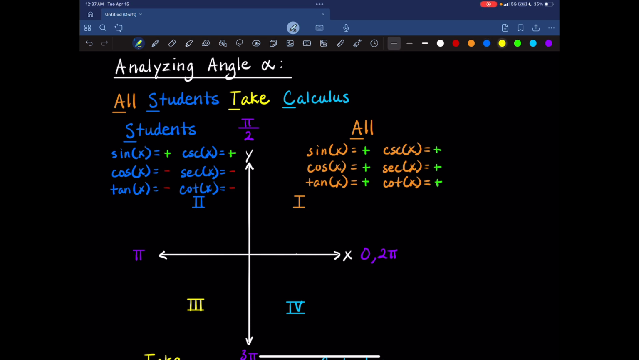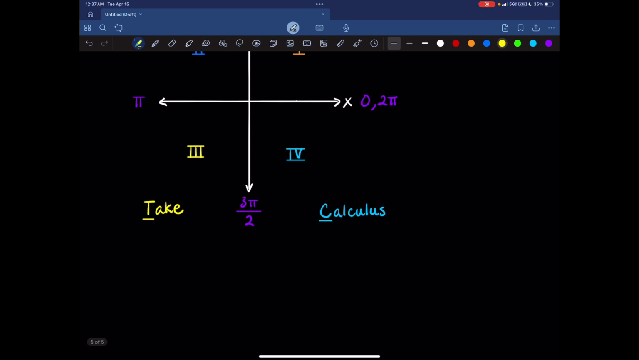Next, let's look at quadrant 3, where we have the word take with the first letter T, which stands for tangent. This means that only the tangent function is positive in this quadrant, and for this to be true, both sine and cosine must be negative, because a negative divided by a negative is a positive. So let's write that down. So we have the sine of x is negative. The cosine of x is negative, but the tangent of x is positive.